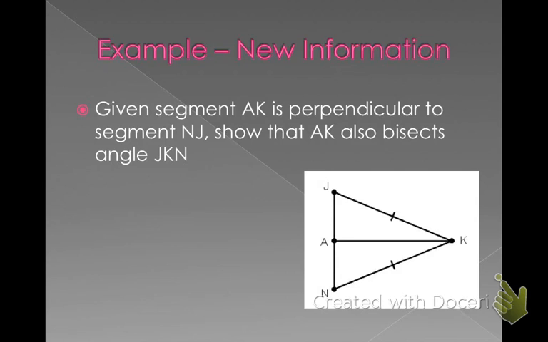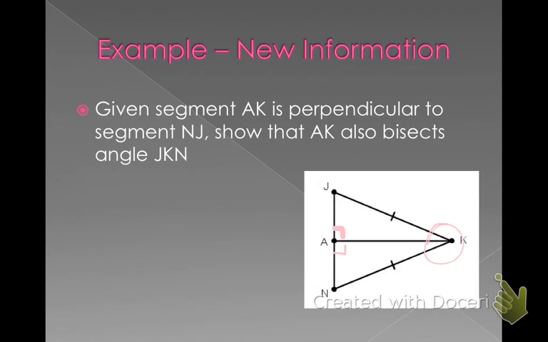So if we're given that this segment AK is perpendicular to segment JN, or NJ, we want to show that it also bisects the angle up here. So we're not told that we're going to be using CPCFC. We just need to kind of deduce that, understand that it's part of the process here.